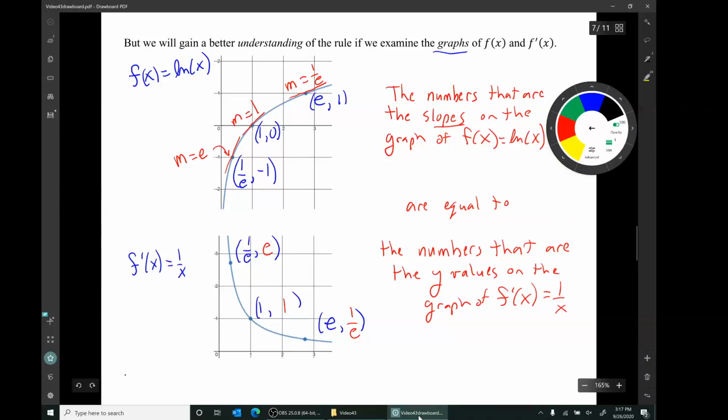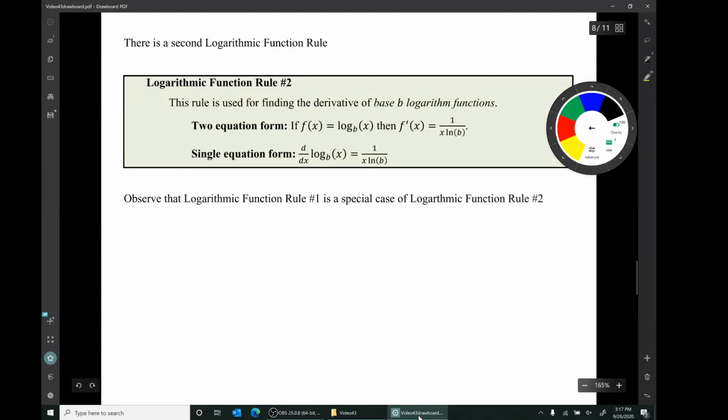All right, there's another derivative rule. Logarithm function rule number 2. This is used for finding the derivative of a base b logarithm function. It says that if your function is log base b of x, then the derivative is 1 over x ln of b. Expressed in a single line, it says this: d dx of log base b of x is equal to 1 over x ln of b.